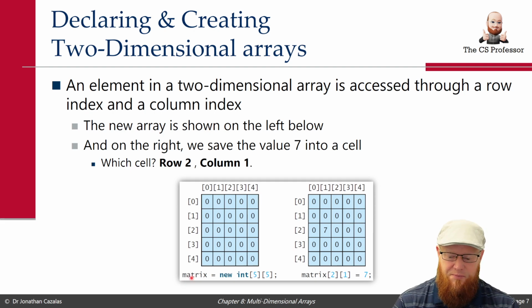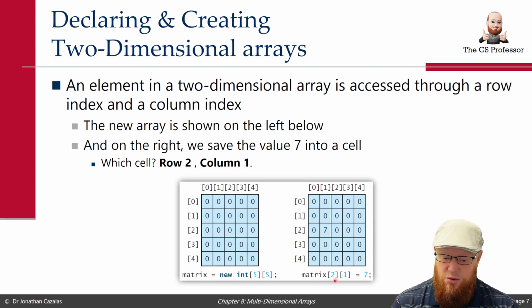So here's another example. You see here, we made this new int 5 by 5 array. Here's a depiction, and this first 5 is the number of rows. So this shows 5 rows from index 0 all the way to index 4. Those are the row indices. And then we have the columns, also 5, from index 0 to index 4. Now, if you notice here on the right side, what are we doing? We're saying let's save a 7 into a particular index. Which index?